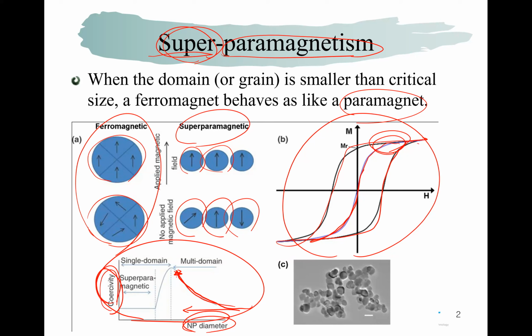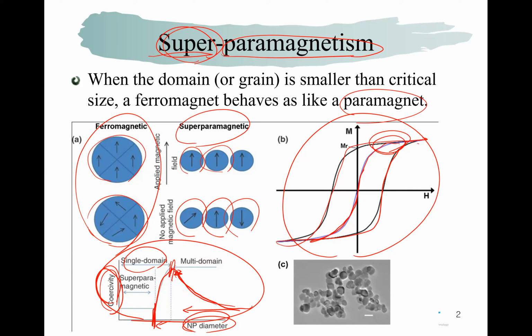And when we reach a certain volume, the ferromagnetic material no longer prefers the multi-domain state. Instead, it prefers the single domain state. So that's the single domain region. When we shrink down the size of the nanoparticle further, the coercivity decreases again in the single domain region.